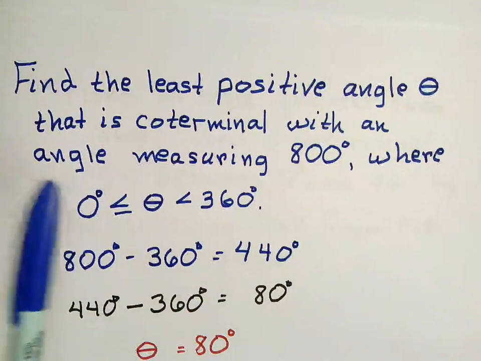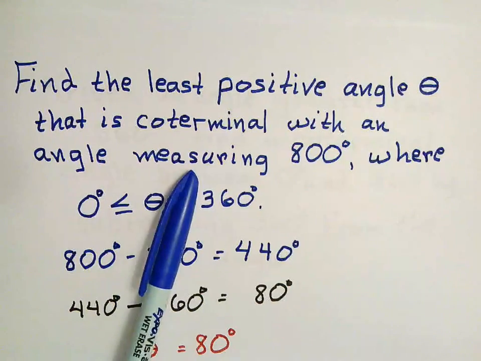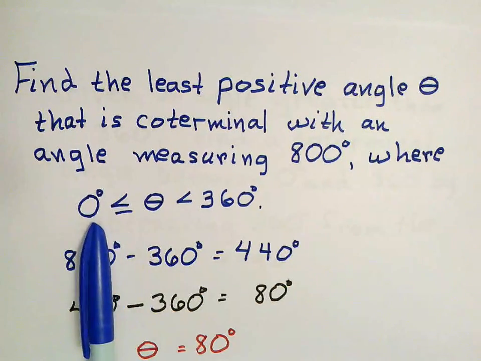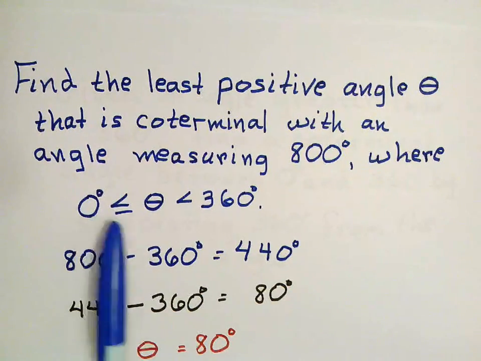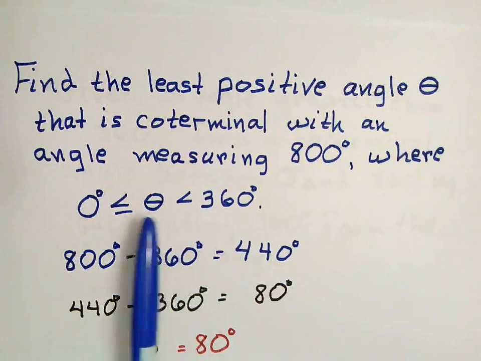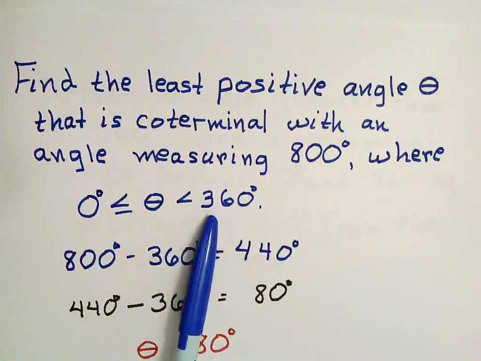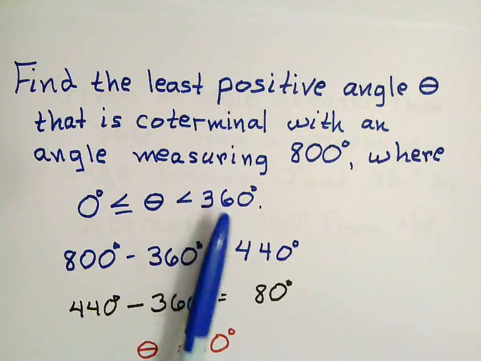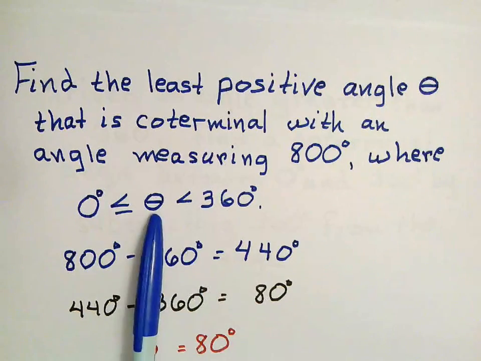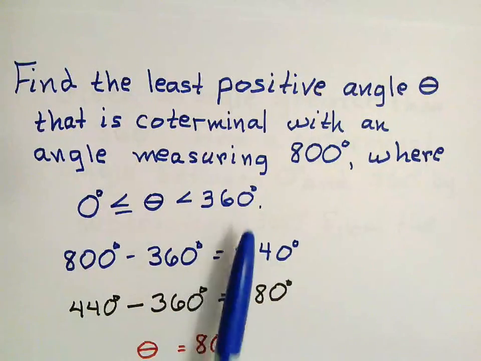Find the least positive angle that is coterminal with an angle measuring 800 degrees, where the angle is greater than or equal to 0 degrees but less than 360 degrees. And notice I don't have an equal sign here because 0 degrees and 360 degrees are coterminal, the same initial side and the same terminal side. In other words, we want to find an angle between 0 degrees and 360 degrees. So we're going to subtract.